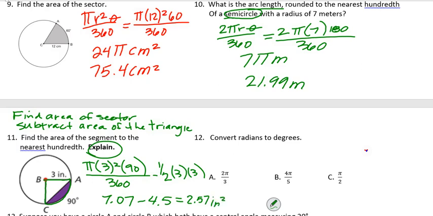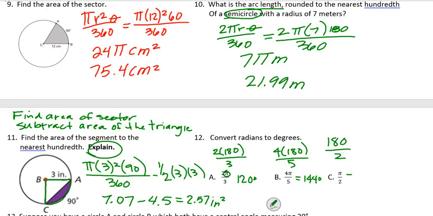Remember that, okay? When we talk about number 12, we're going to change this pi to 180. So we're going to do 2 times 180 divided by 3. That's going to give us 120 degrees. Here, 4 times 180 divided by 5. That's going to give us 144 degrees. And then we've got 180 divided by 2. That's going to be 90 degrees.